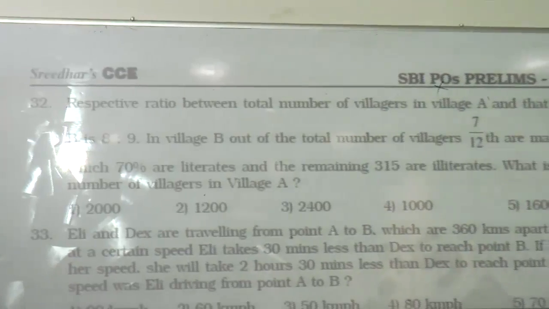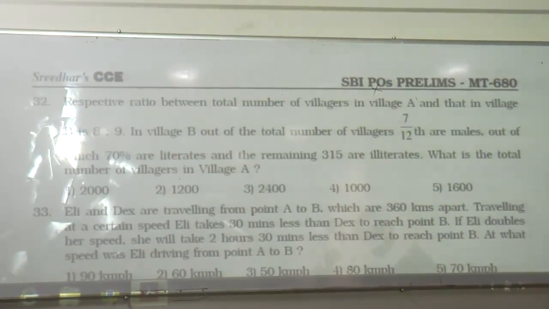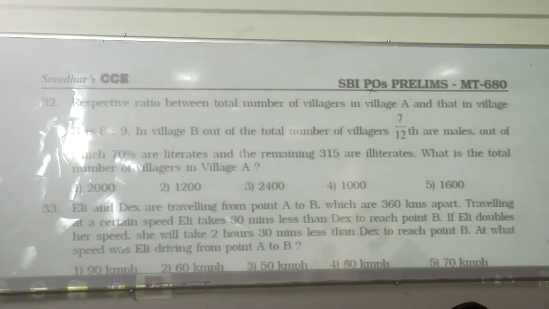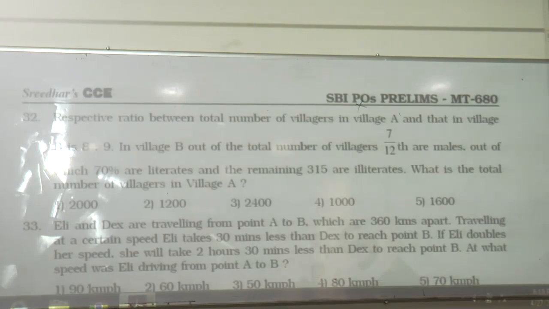Next, 32. The ratio between the total number of villagers in village A and village B is 8:9. In village B, out of the total number of villagers, 7/12 of them are males, out of which 70% are literates and the remaining 315 are illiterates. What is the total number of villagers in village A?